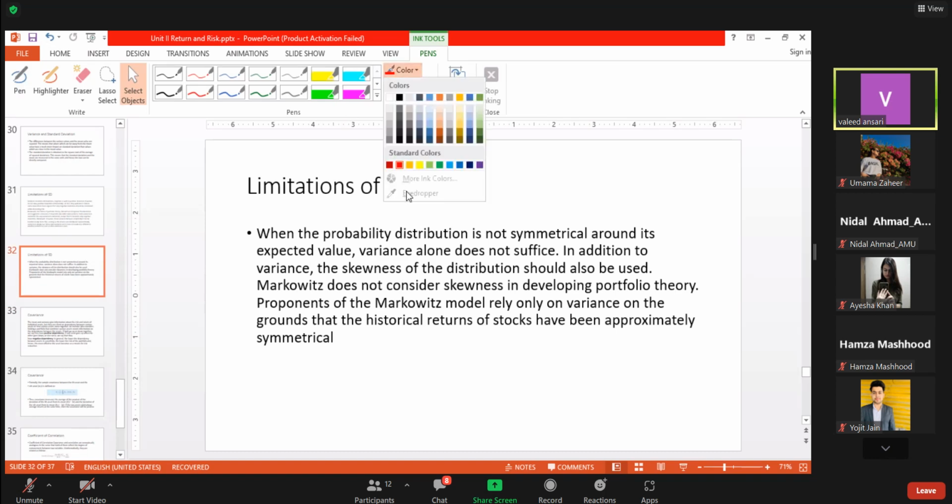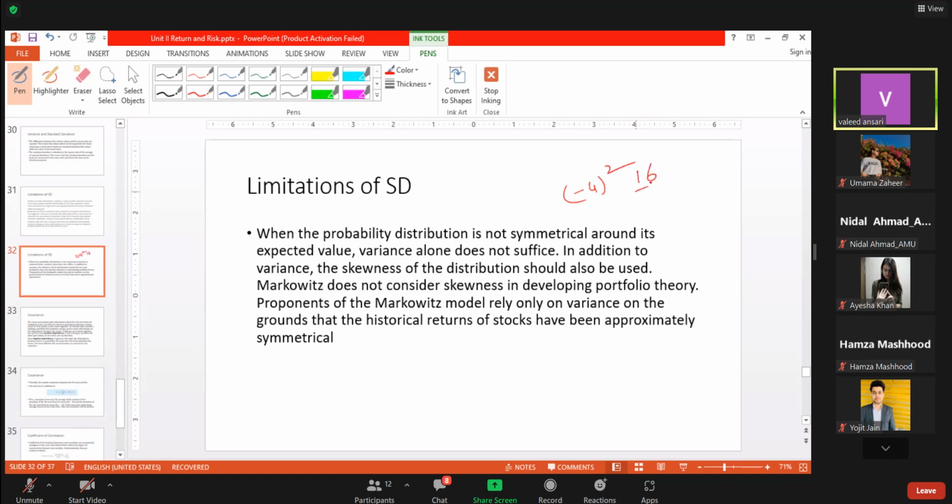So there are several limitations of SD also. For example, you see that for a plus or minus deviation, if it is 4, it will become 16. So some people have suggested that we should take into account only the negative deviations, not the positives, but both are taken together. That is a debate at a different level, but I have provided here some idea about it.